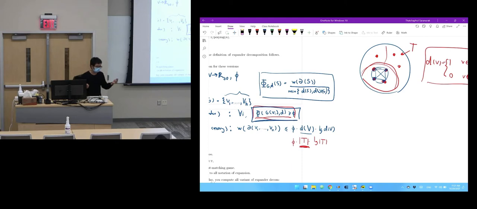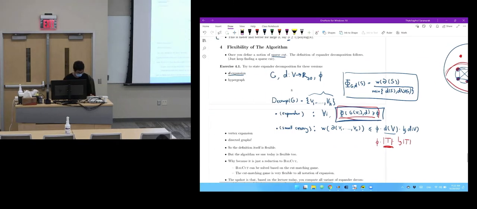Just like in a normal graph, if the graph is a phi expander, if the conductance of any cut is phi, it means that you can embed any expander into this graph with congestion like 1/5 times log n. There is some loss of log n because of the flow cut gap. Okay.